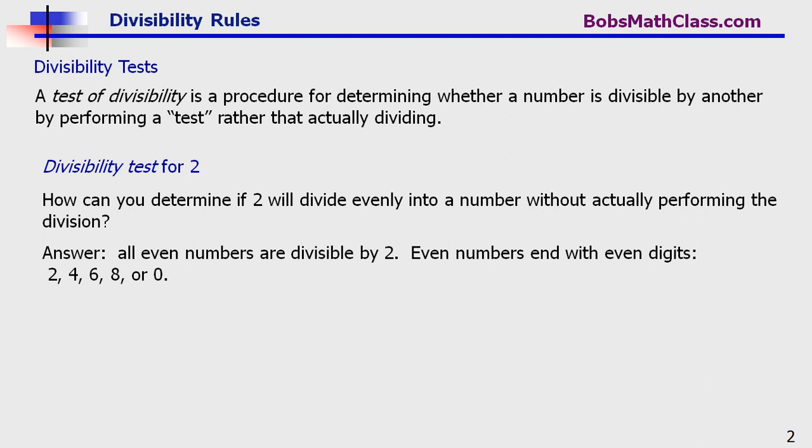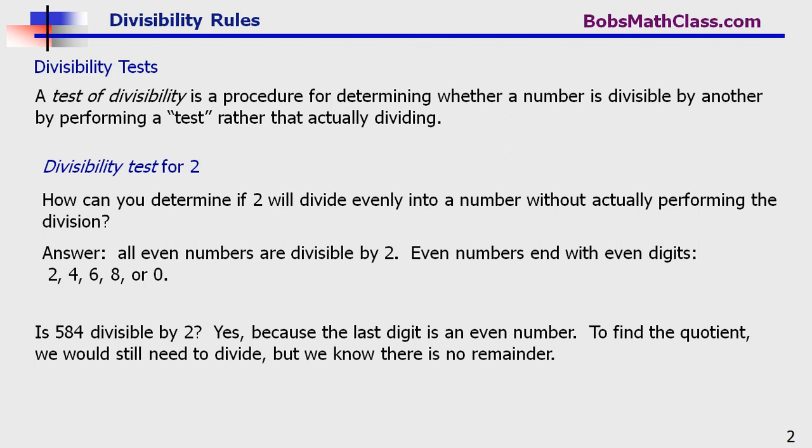Well, all even numbers are divisible by 2. Did you notice one of the numbers was even and one was odd? I think we had a 36. 36 was divisible by 2, but 35 was not divisible by 2. So if the last digit is even, then 2 will divide evenly into the number.